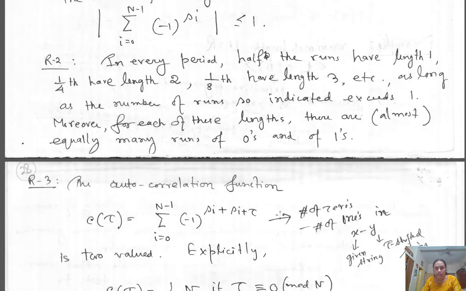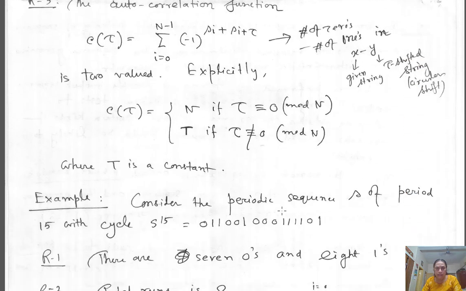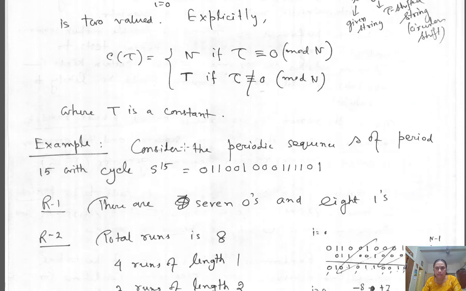Okay, so I have an example also. Say I have generated this pseudo-random sequence 0 1 1 0. This example I have illustrated. This is generated by an LFSR. This is having period 15 with cycle. Suppose S15 is 0 1 1 0. I have generated this using a 4 length LFSR.